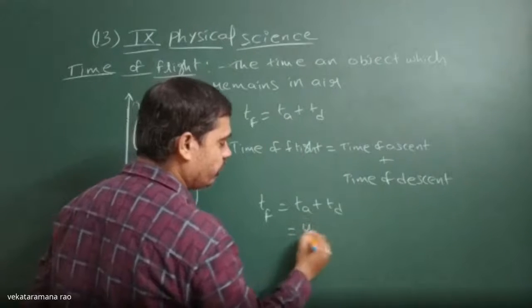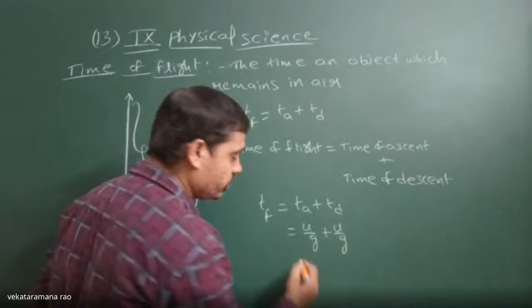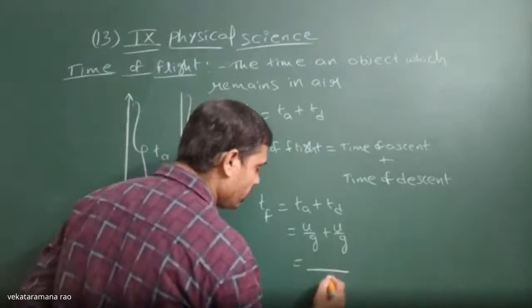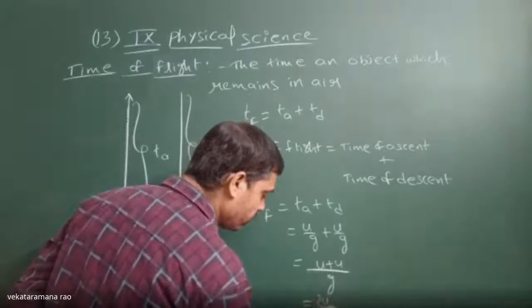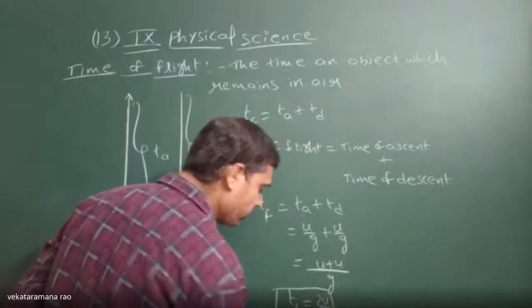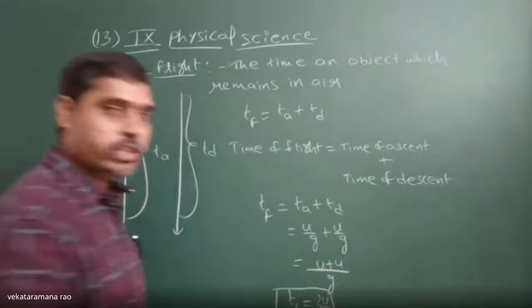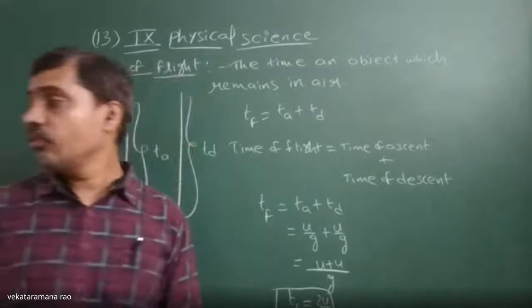What is the TA formula? u by g. The TD formula is also u by g. So g is the LCM, u plus u, 2u by g. This is the time of flight. So how much time it will remain in air also depends upon initial velocity.